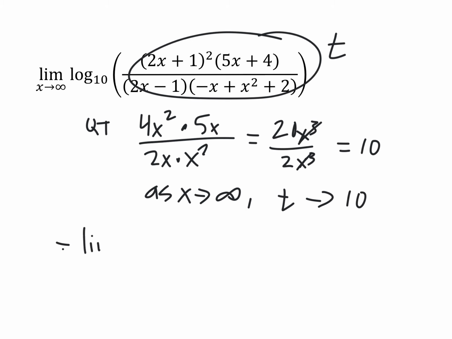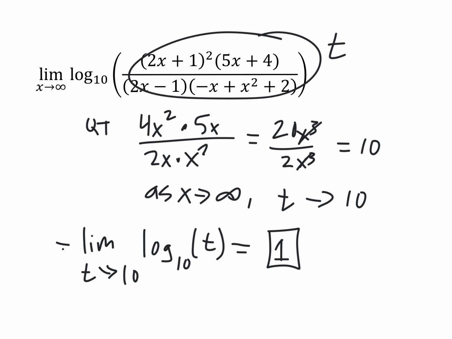So we end up with the limit as t approaches 10 of log base 10 of t. And log base 10 of 10 is simply 1. Again, by adding a log on the outside of the question, it adds a little more spice, a little more intrigue to the original limit question. It's the same idea of doing the quotient theorem, but now we have this extra step that at the end, instead of the answer just being 10, the answer is log base 10 of 10. So we get a final answer of 1.